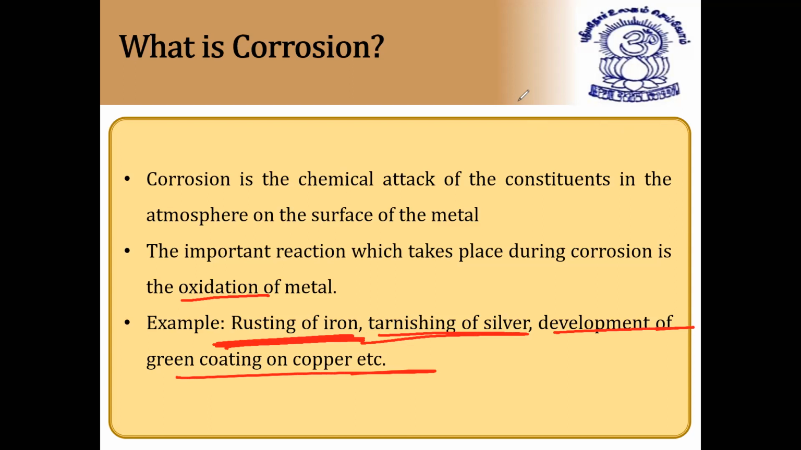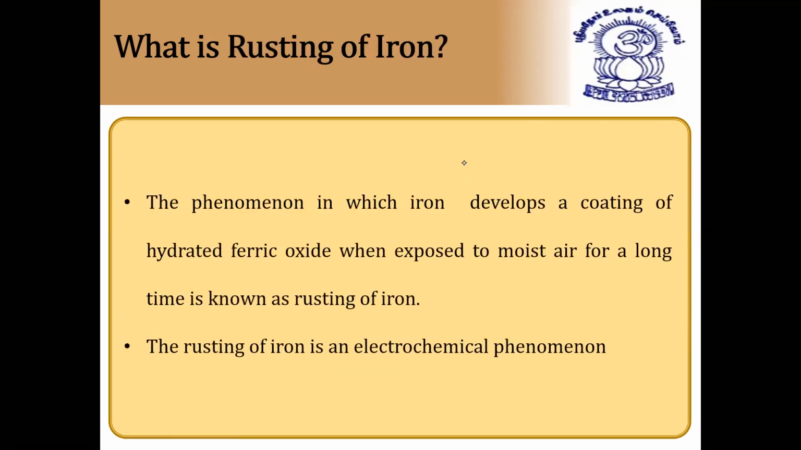Next, a simple topic: what is rusting of iron? The phenomenon in which iron develops a coating of hydrated ferric oxide when exposed to moist air for a long time is known as rusting of iron. As I told you, iron absorbs moisture from air and converts into iron oxide. The rusting of iron is an electrochemical phenomenon.